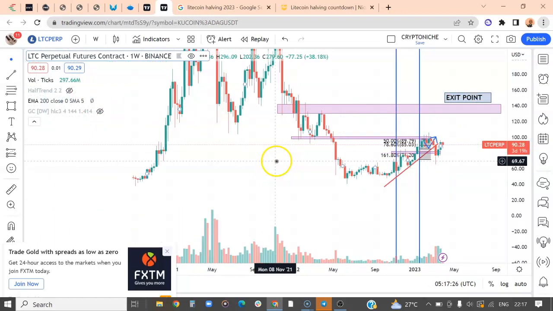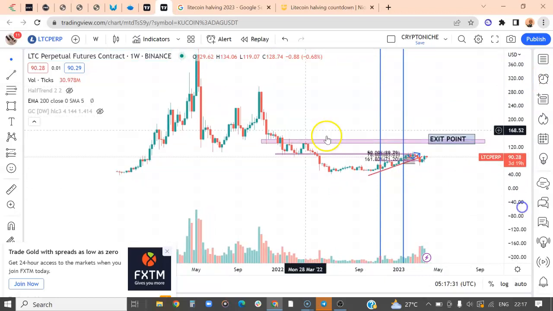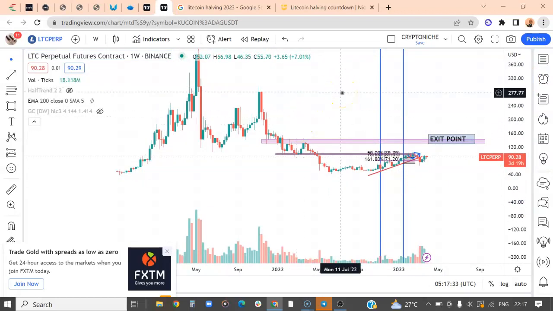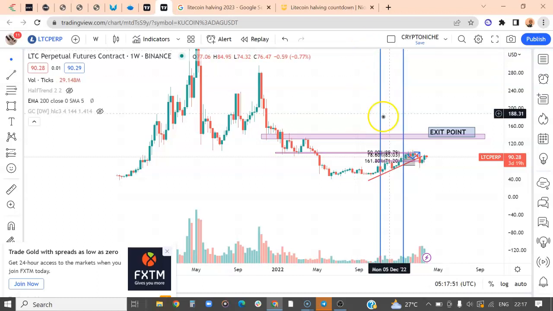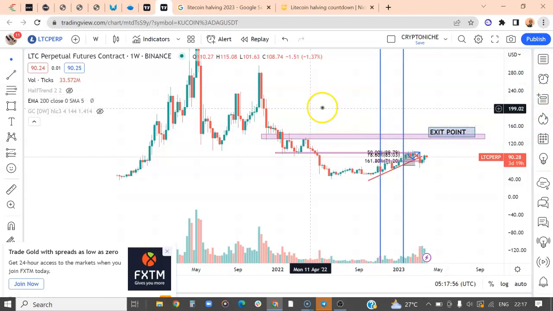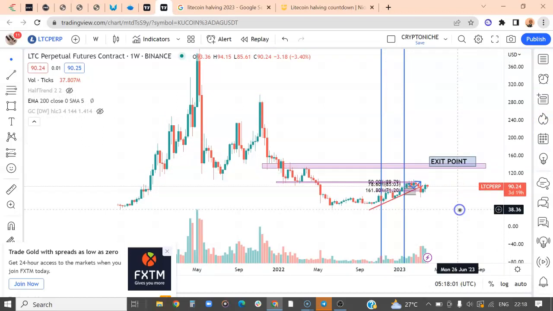Some of you will be tempted to think that Litecoin will make another run to like 240. That is a very unrealistic expectation, except the overall market condition is bullish, the market cap is increasing, and there's a new inflow of money into the crypto industry. That is the only point where you should be expecting that, where the market is bullish overall.